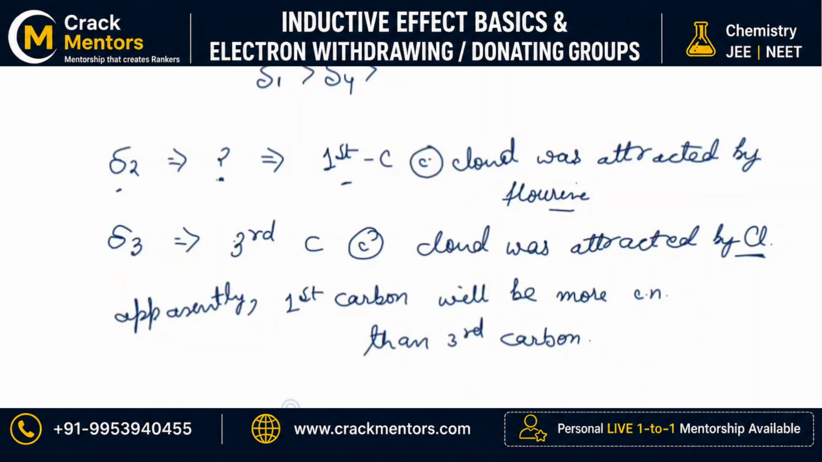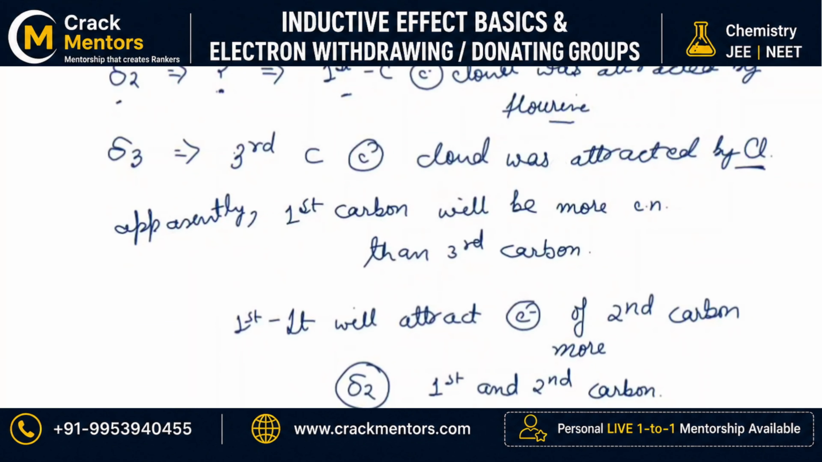Fine. So first carbon will be more electronegative. Therefore, it will attract electrons of second carbon more. Why? Because it is in need of more electrons. Therefore, I can say this line. So, delta 2 signifies the difference between first and second carbon. Okay.